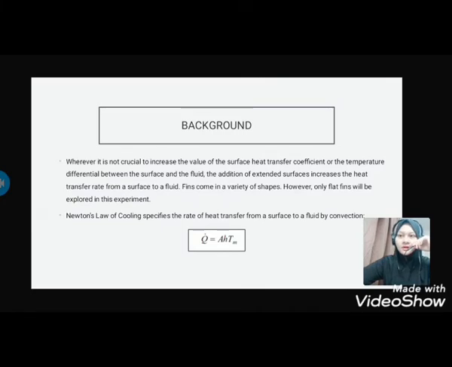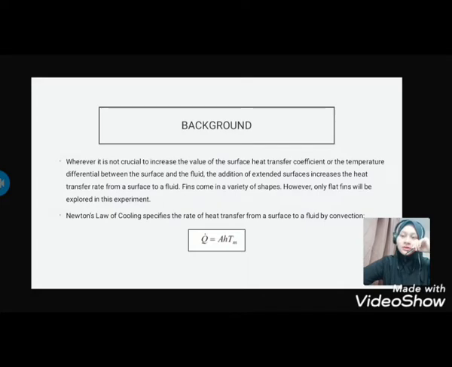Whenever it is not possible to increase the value of the surface heat transfer coefficient or the temperature differential between the surface and the fluid, the addition of extended surfaces increases the heat transfer rate from a surface to a fluid. So fins come in a variety of shapes. However, only flat fins will be explored in this experiment.